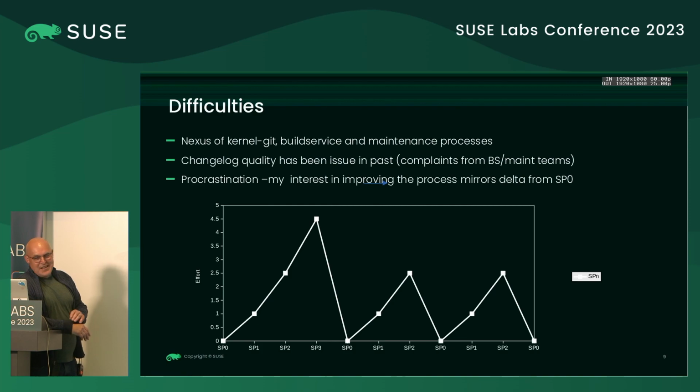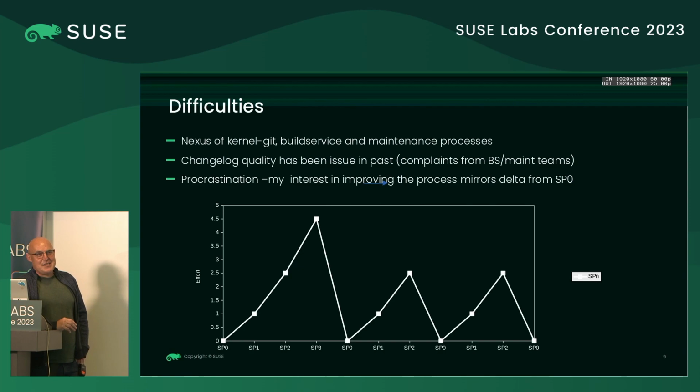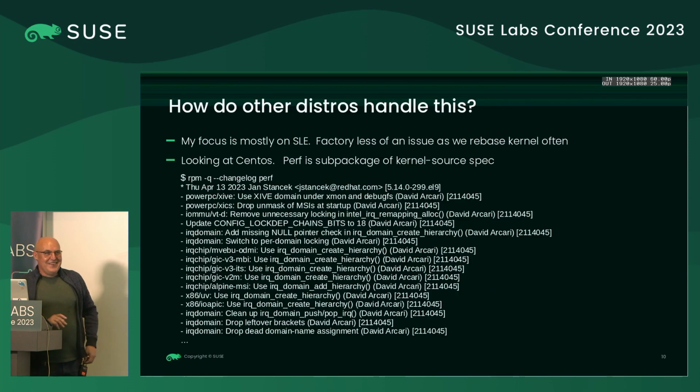The further we get away from SP0 and the more patches I have to handle, my interest level kind of increases. And then when we rebase back down to SP0, my interest level in getting it fixed kind of goes away, and then it ramps up again, and then it goes away. Yes, well, except that now I believe we only go 2 service packs without a rebase. So it's not so bad anymore. My focus on this is mostly on SLE. Factory is less of an issue because we rebase the kernel far more often.